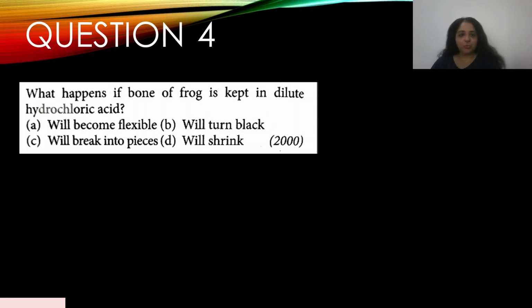Alright, so question number 4. What happens if bone of frog is kept in dilute HCl? This appeared in 2000. A. Will become flexible, B. Will turn black, C. Will break into pieces, D. Will shrink. So if it's kept in dilute HCl, hydrochloric acid, it will become flexible. Alright, the answer is A.